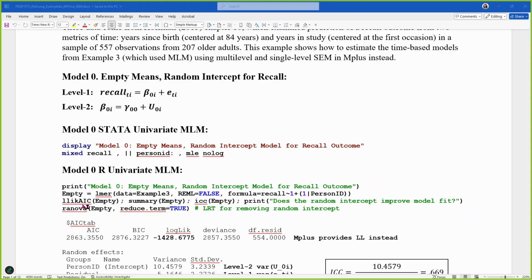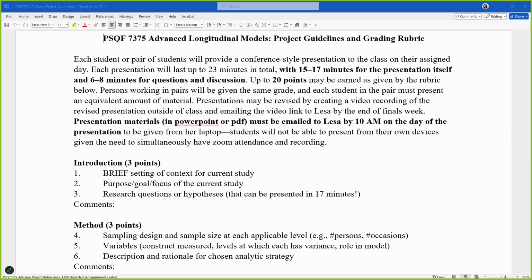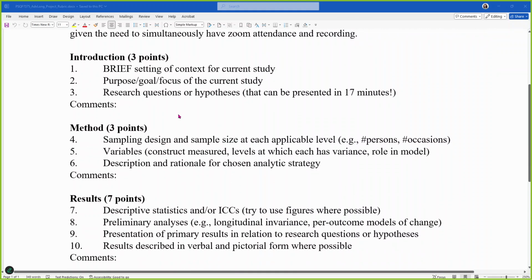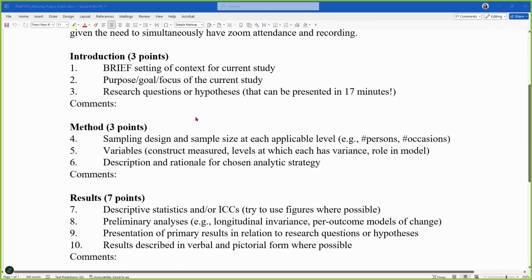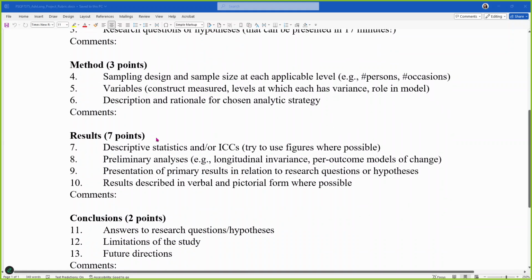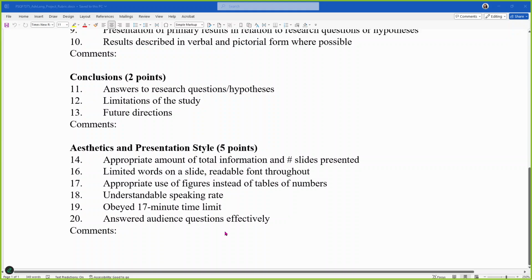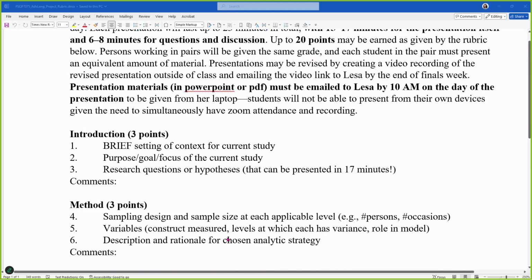So I have some notes about what I might need to change for the future. But for instance, you have 3 points for setting up an introduction, 3 points for setting up a method. Here are the pieces that would go into that. Results and conclusions. And then we also have some aesthetic things. So this is what I put up last time.